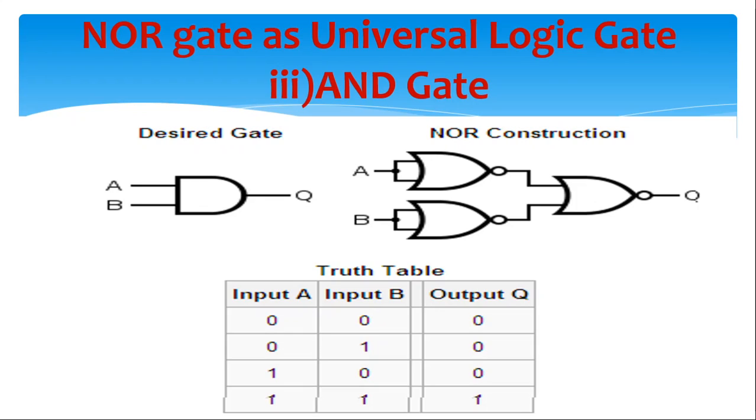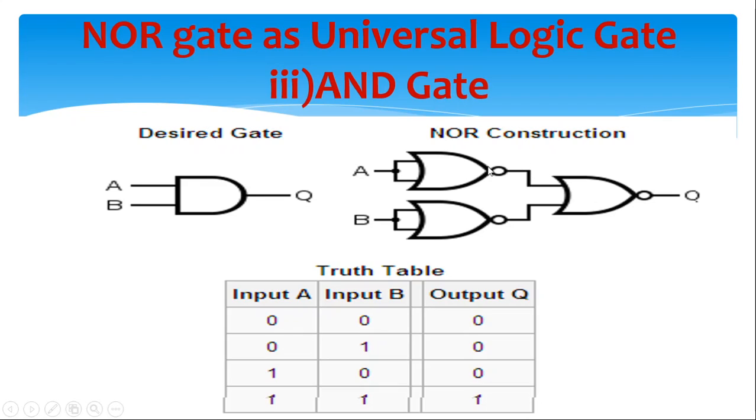AND gate using only NOR gates. Let us now consider the construction of the AND gate using NOR gates. Three NOR gates are required to construct the AND gate. In the first level, two NOR gates will act like inverters. These two inverters will complement the inputs, that is A to A bar and B to B bar.